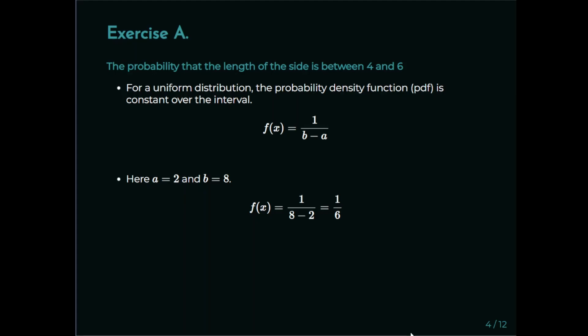Anyway, exercise A: the probability that the length of the side is between 4 and 6. Let's look at the probability density function, the PDF. For a uniform distribution, it is constant over the interval, with an expression of 1 divided by b minus a. Here a equals 2 and b equals 8, so f of x equals 1 divided by 8 minus 2, which is 1 over 6. It's as simple as that. We have a constant term, 1 over 6. That's straightforward enough. I'll revert back to that constant term later on when we're evaluating other integrals.